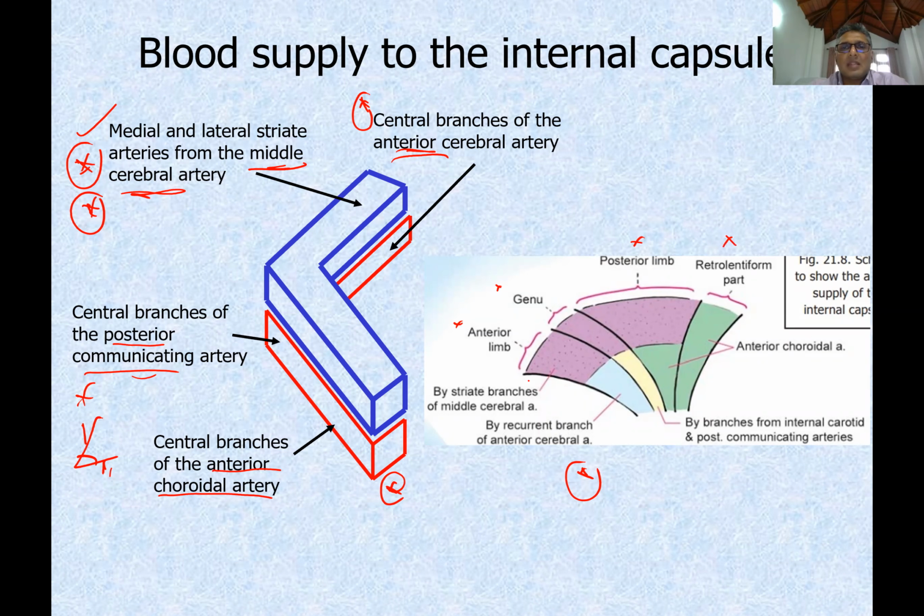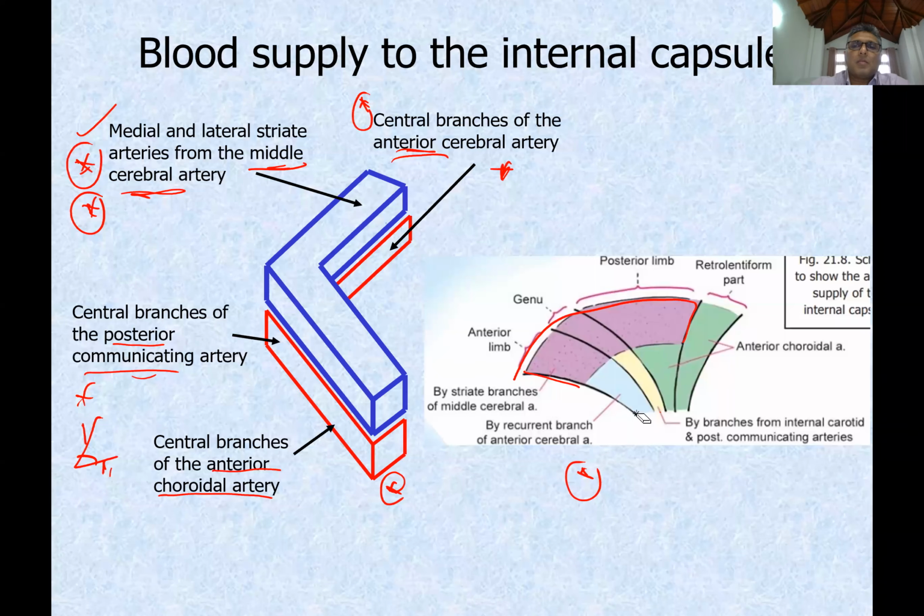Here you can see very nicely the area of the internal capsule supplied by the middle cerebral artery, medial and lateral striate branches, and the area supplied by the anterior cerebral artery. Okay, just compare with this one. And then the genu area supplied by the lower part, inferior part, by the posterior communicating artery, and then the anterior choroidal artery supplying the lower part of the posterior limb here. Okay, so this is a very nice diagram.